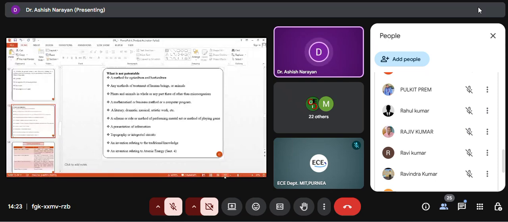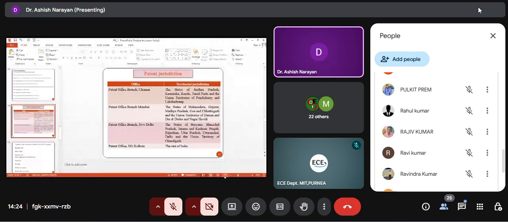ए स्कीम और रूल और मेथड ऑफ परफॉर्मिंग मेंटल एक्ट और मेथड ऑफ प्लेइंग गेम, ए प्रेजेंटेशन ऑफ इंफॉर्मेशन, टोपोग्राफी और इंटीग्रेटेड सर्किट, एन इन्वेंशन रिलेटेड टू द ट्रेडिशनल नॉलेज, एन इन्वेंशन रिलेटेड टू एटॉमिक एनर्जी. सो ये जितने भी हैं, इसको पेटेंट के कैटेगरी में नहीं रख सकते. You go with the copyright or other trademark. Mostly in this slide you have to do with copyright.